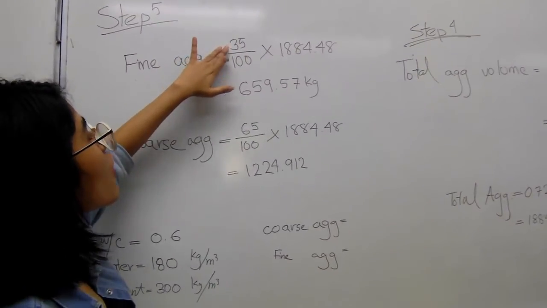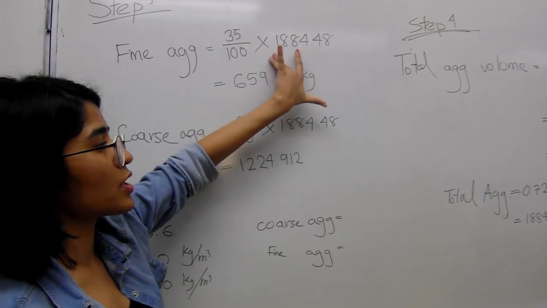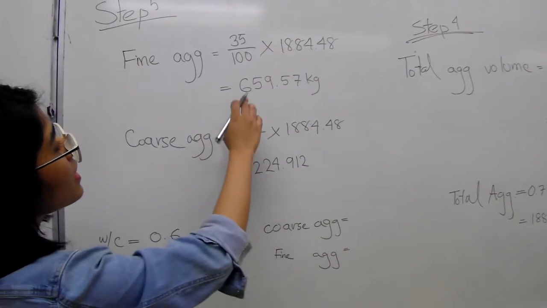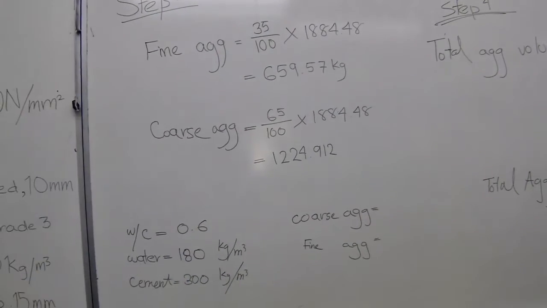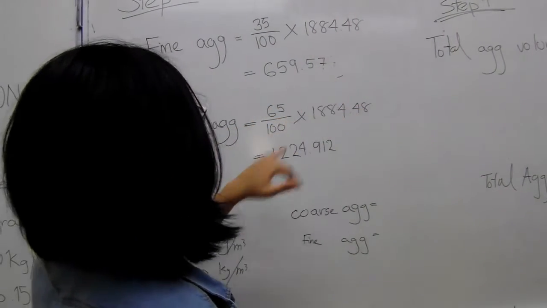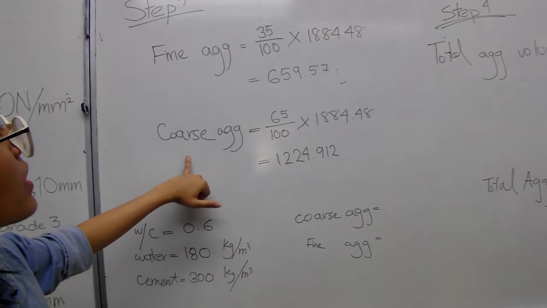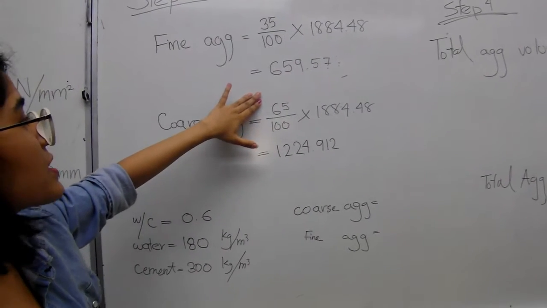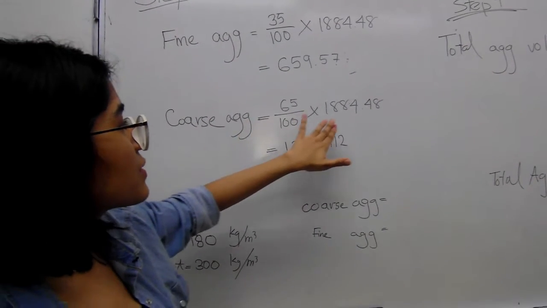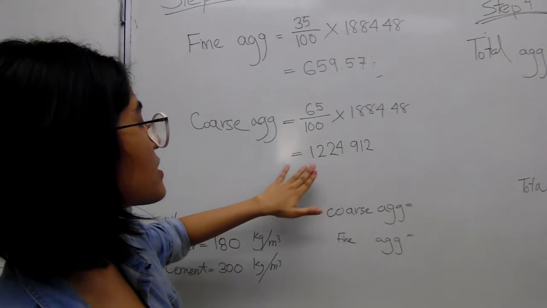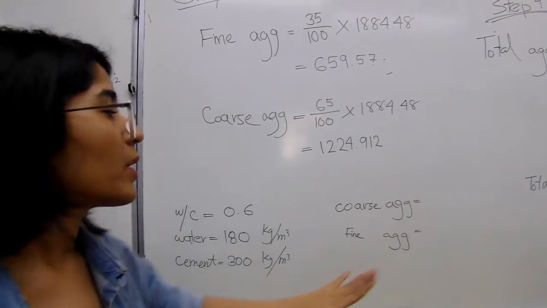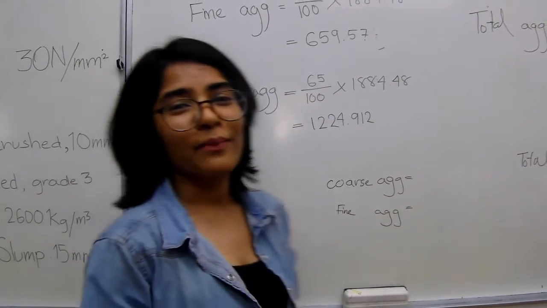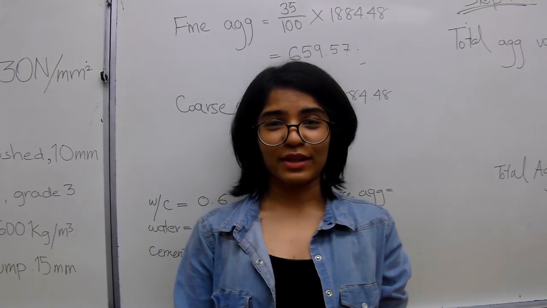From there we use 35 over 100 and we multiply it with the total aggregate content, and we get 659 kg per meter cube. And for the coarse aggregate, we use whatever is left from the 100%, which is 65. We multiply it with the total aggregate content, and we get 1224.921 kg per meter cube. That's all the 5 steps for the DoE method.